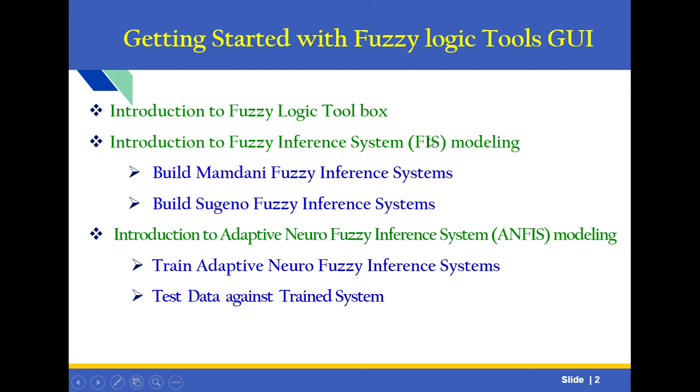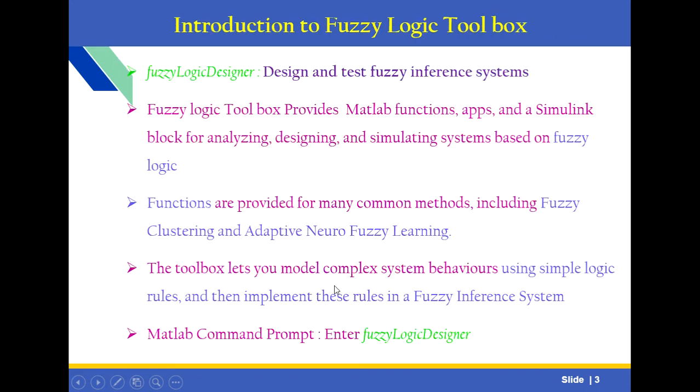Previous one is fuzzy inference system modeling. Then next one is Adaptive Neuro-Fuzzy Inference System, that is ANFIS modeling. And here also two important parts are there: train and test. Here train adaptive neuro-fuzzy inference systems and test data against this ANFIS trained system. Here first you go with introduction to fuzzy logic toolbox.